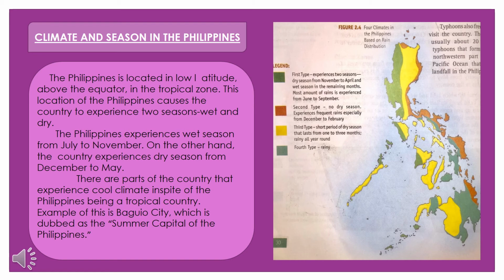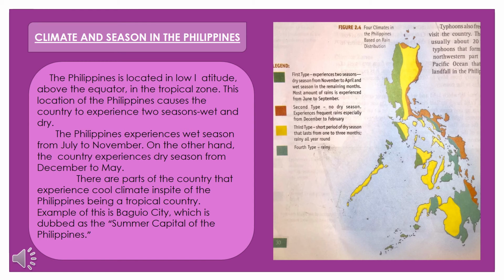The climate and season in the Philippines. The Philippines is located in low altitude, above the equator, in the tropical zone. This location of the Philippines causes the country to experience two seasons: wet and dry. The Philippines experiences wet season from July to November. On the other hand, the country experiences dry season from December to May.